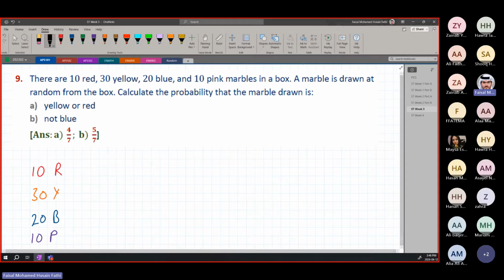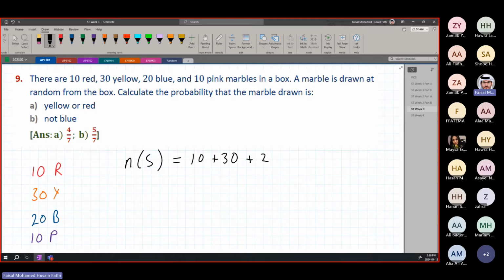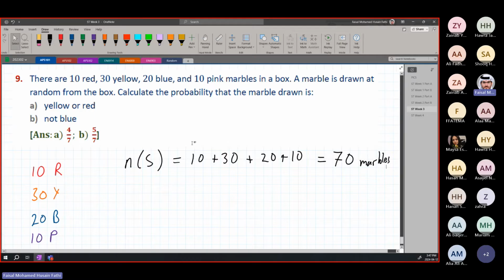So what is our sample space, our total sample space? How many marbles do we have? So N of S is equal to 10 plus 30 plus 20 plus 10. So this is equal to 30 plus 40, 70 marbles total. And so this is our cardinality. This is the total number of outcomes.